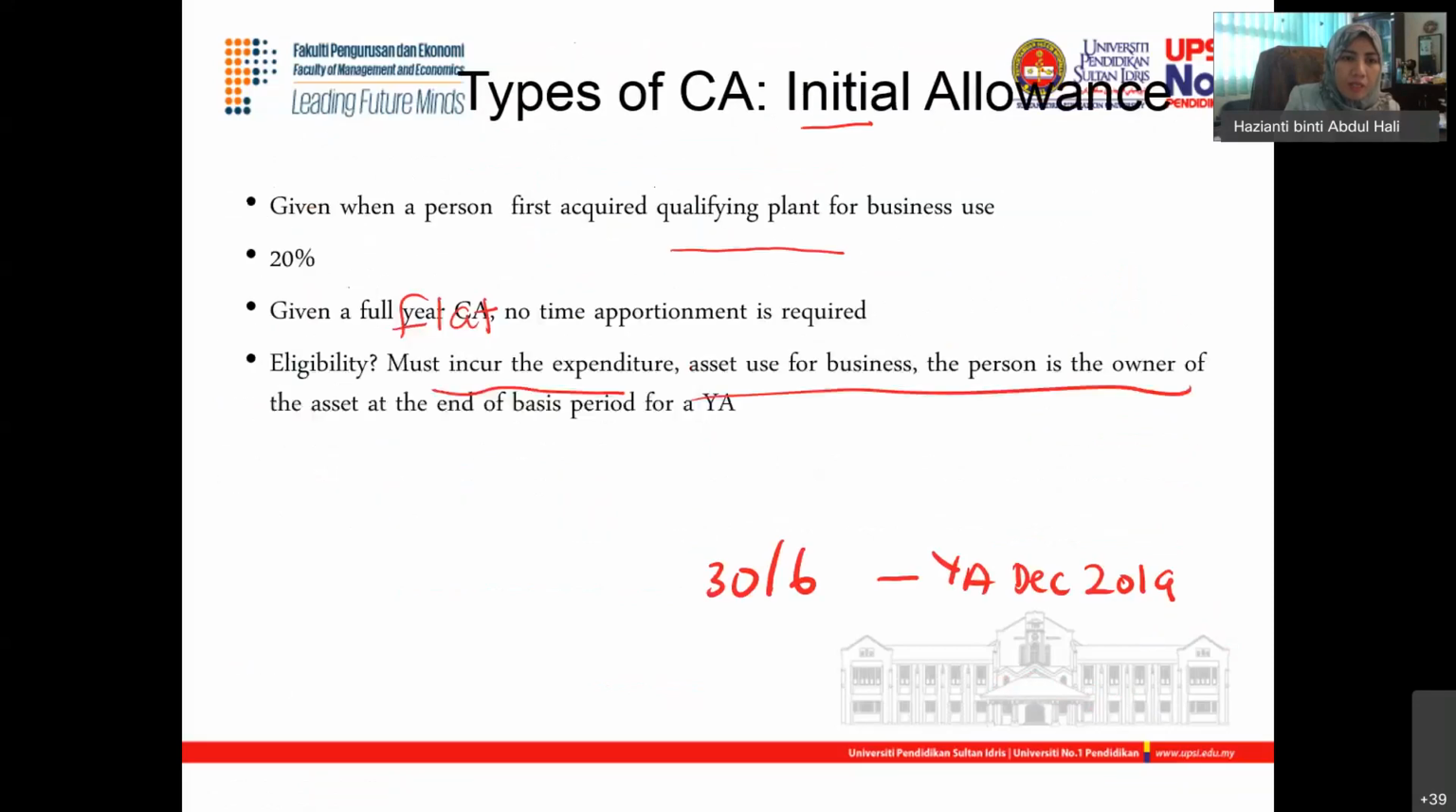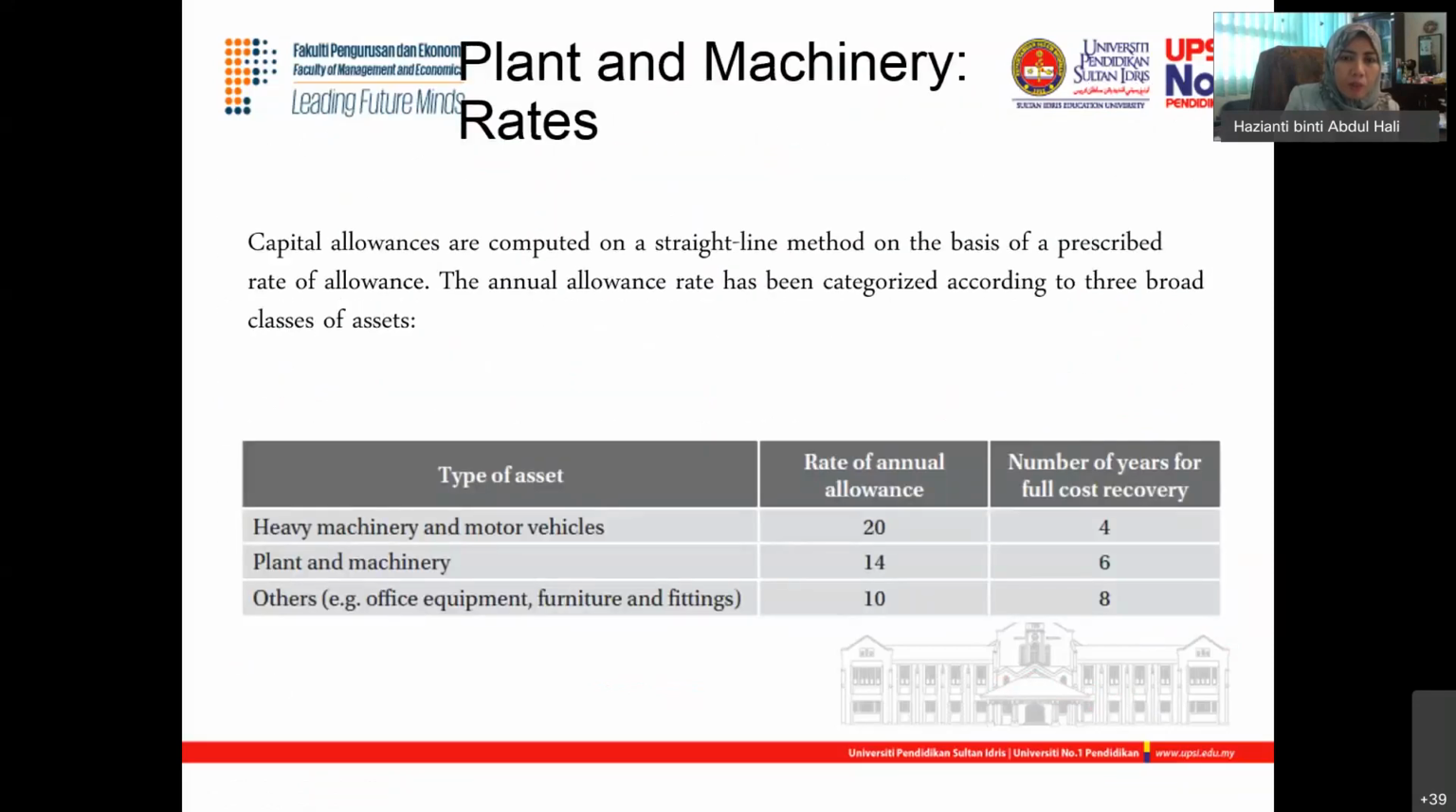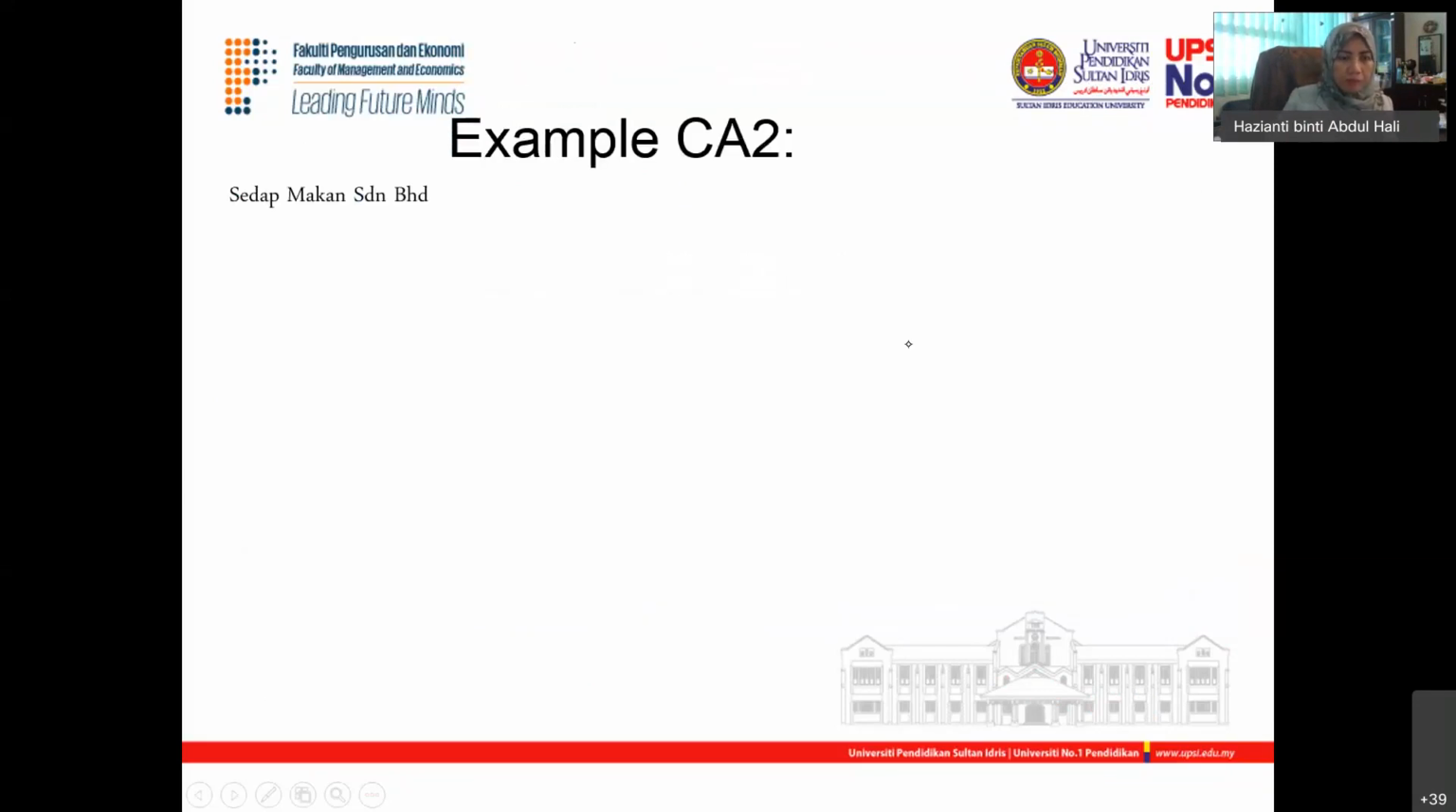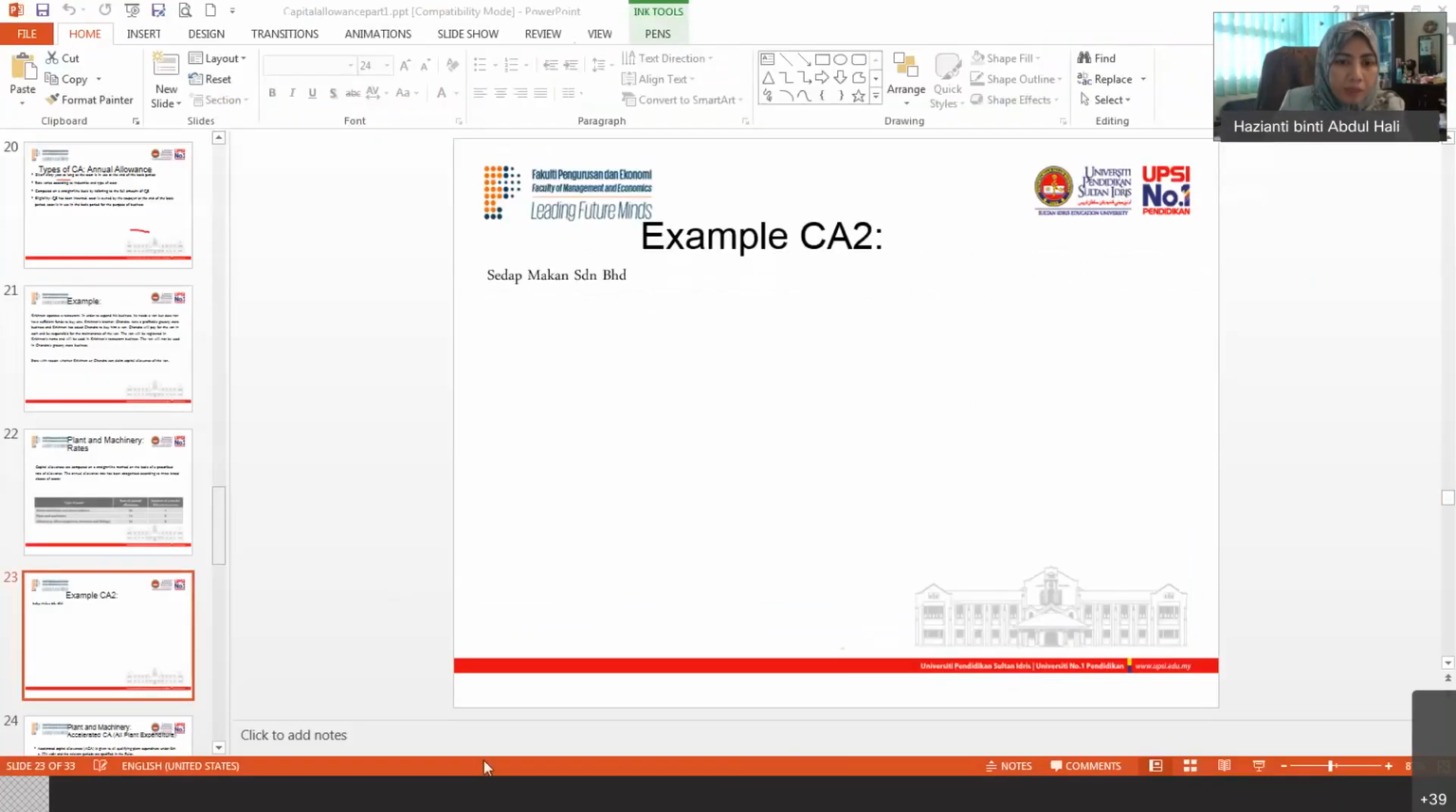Alright, next one is, okay, this is the plant and machinery rates. So capital allowance are computed on a straight line method on the basis of prescribed rate. So heavy machinery tadi kita dah tengok lah 20, 14 and also 10. Right. I have one example. Alamak, saya lupa lah nak upload example ni. Tak apalah. I show you dulu. Allowance one.